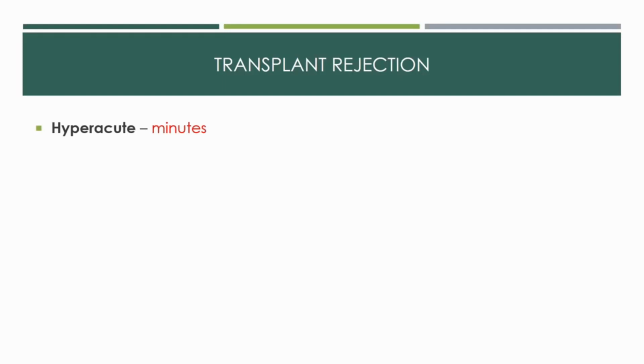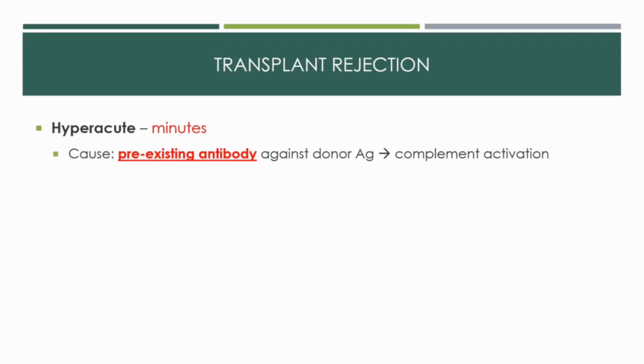Hyperacute rejection sounds pretty extreme because the patient will still be on the operating table when the surgeon realizes the organ didn't take. The reason it's so quick is because the transplant recipient had pre-existing antibody to donor antigen, either from a prior transfusion or pregnancy, when many fetal antigens will be foreign to the mother. This is a type 2 hypersensitivity, and it's the only one that's type 2, and it has to be because there are no lymphocytes in the hyperacute setting. The rest of these reactions will be type 4.